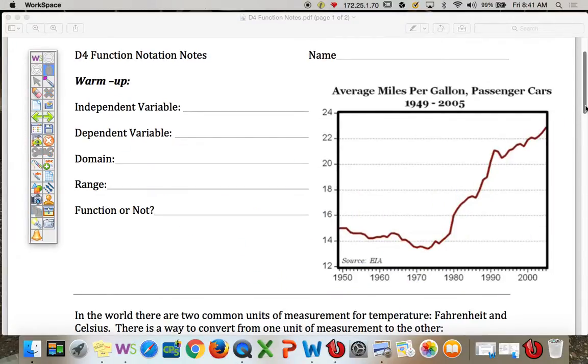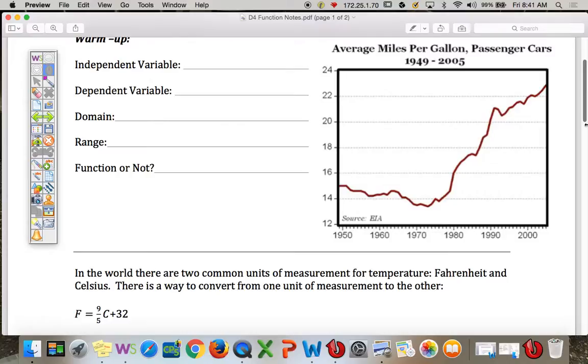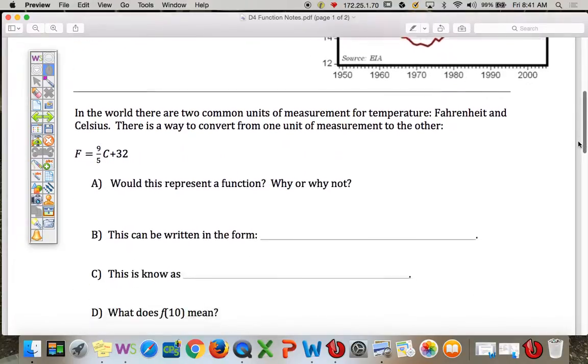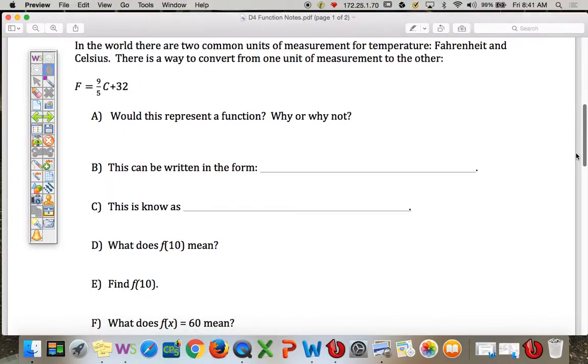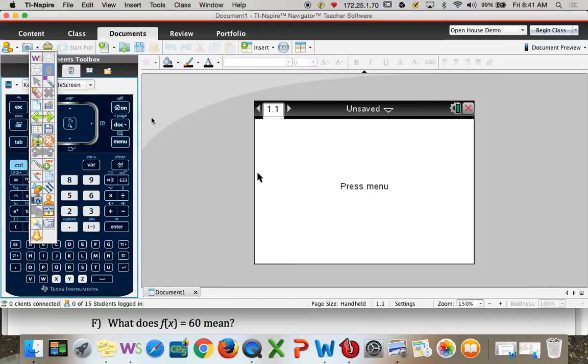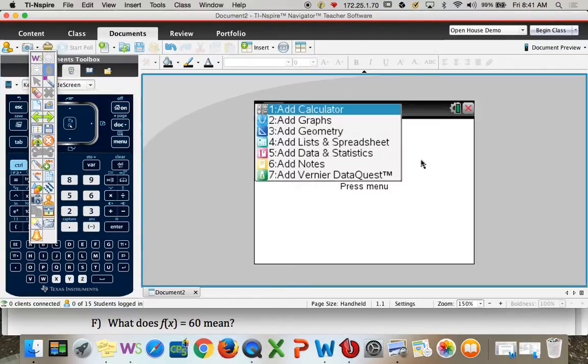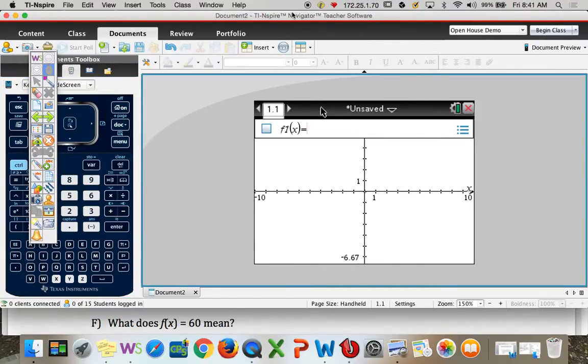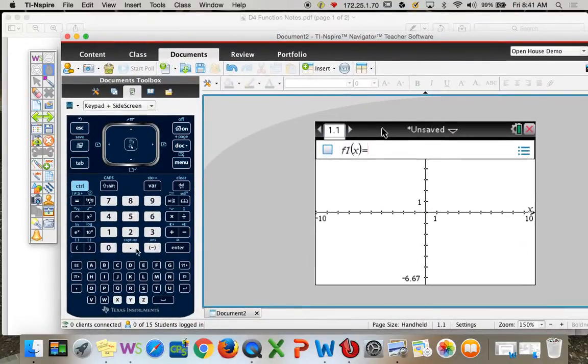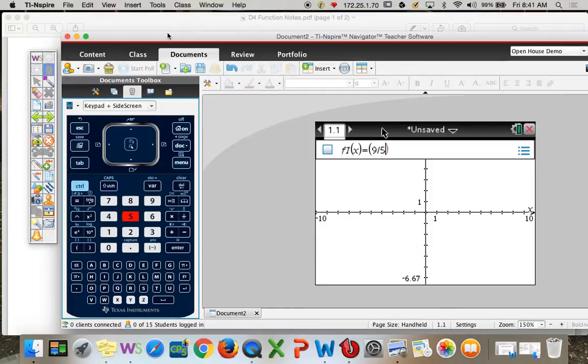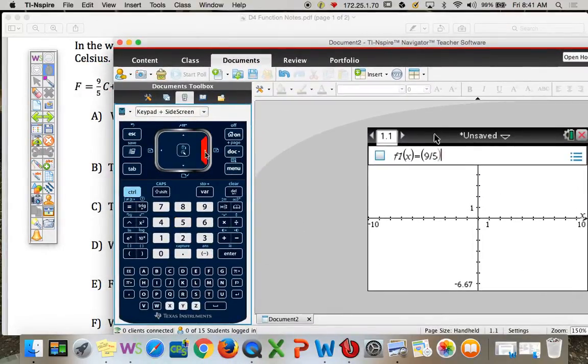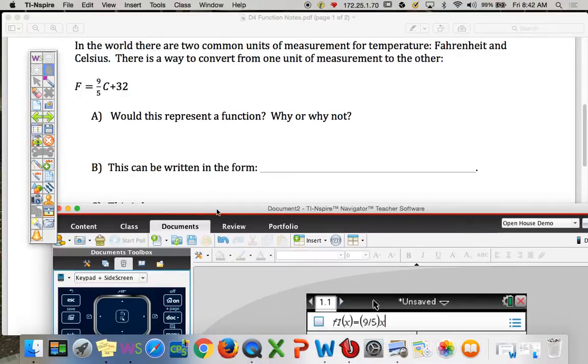It says in the world there are two common units of measurement for temperature, Fahrenheit and Celsius. There's a way to convert from one unit of measurement to the other. Would this represent a function? Why or why not? Well, let's graph it and see what this would look like. If I open a graph page, we're going to type in this function. The 9/5 I'll put in parentheses. 9 divided by 5 is 9/5. So it's 9/5 c. When we graph it, our variable has to be x, so I'll change the c to an x, plus 32.